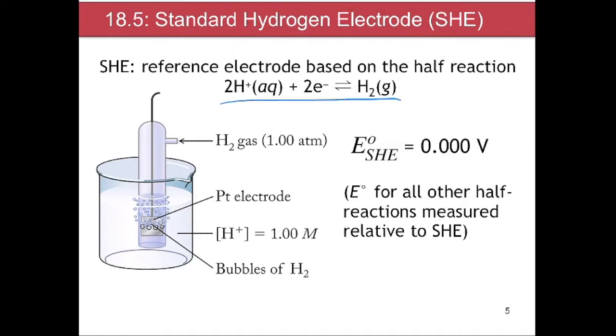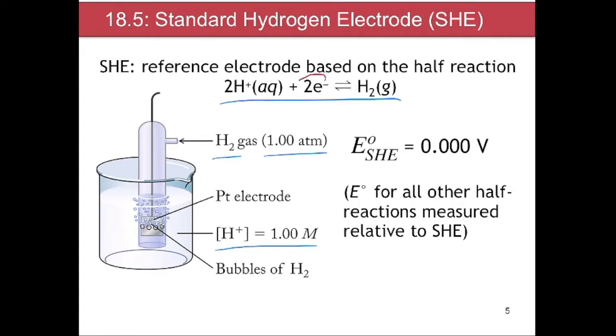And the reason it's called the standard hydrogen electrode is, well, number one, it uses hydrogen gas. And it's standard because it's under standard state conditions. So the gas is at 1 atmosphere pressure, and the concentration of acid is 1 molar. So you can consider this particular electrode, as it's shown here, as one of the half reactions, right?